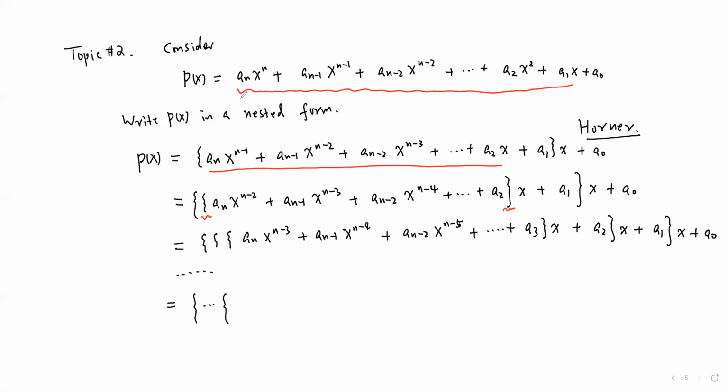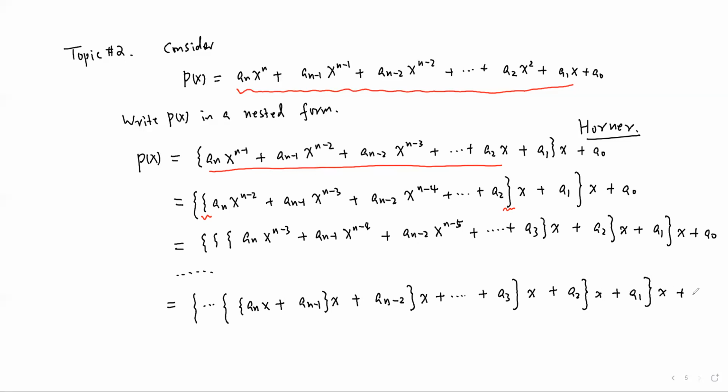And then finally we get, we write the polynomial p as here: a_n times x plus a_{n-1}, then times x plus a_{n-2}, times x, and so on, a_3 times x plus a_2, times x plus a_1, times x plus a_0.